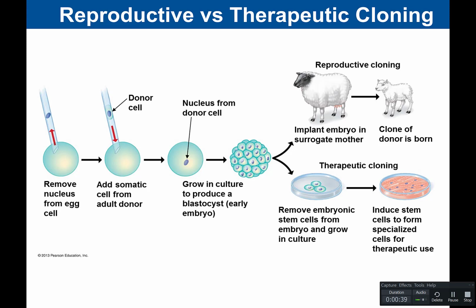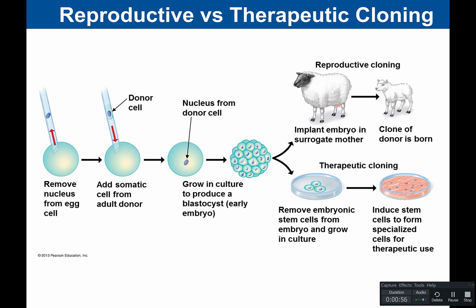This can be compared with what is referred to as therapeutic cloning. In therapeutic cloning, the goal is not to produce an entirely new organism, but instead to produce cells that can be used for specific therapeutic purposes. And so the beginning part is the same.